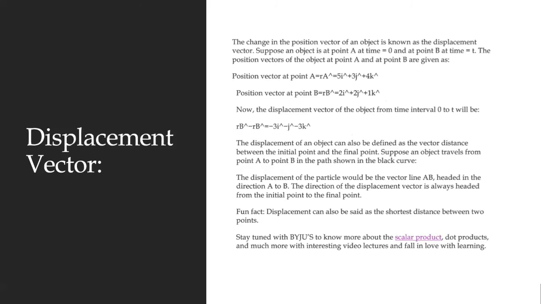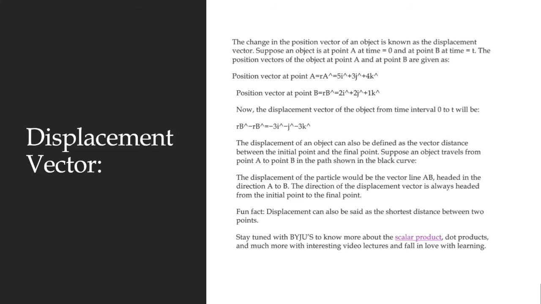Displacement vector. The change in the position vector of an object is known as the displacement vector. Suppose an object is at a point A at time 0 and at point B at time t, then the position vectors of the object at points A and B are given as follows.